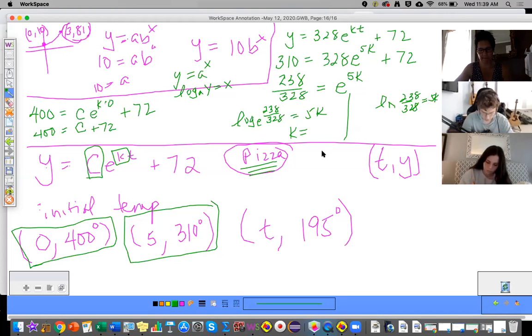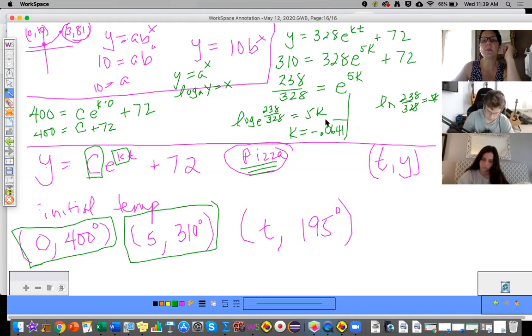I'm just going to do ln of 238 over 328 because it's right there in front of me. And I love the natural log. Natural log is best friends with e, and e is one of my favorite numbers other than 0. Right? And then divide by 5. And you get K is equal to negative 0.0641. Yep. I like that we're going to go out 4 decimal places, actually, Billy.